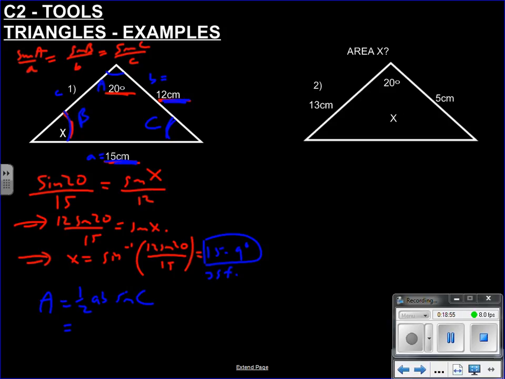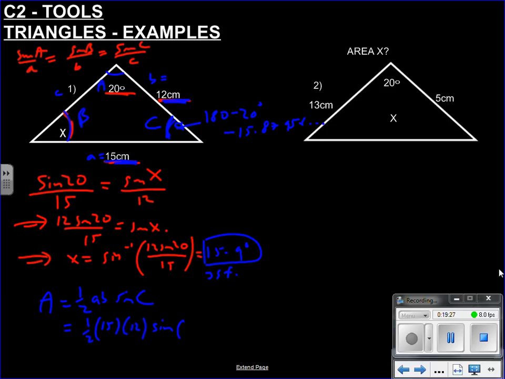So if I want to find that, I'm going to have to know what that angle C is. How do I find out what that angle is? Well, remember, in a triangle, angles add up to 180 degrees. So this is going to have to be 180 minus 20 minus the angle I just found, 15.87956, and so on. So therefore, my area is half times 15 times 12 times sine of 180 minus that thing.